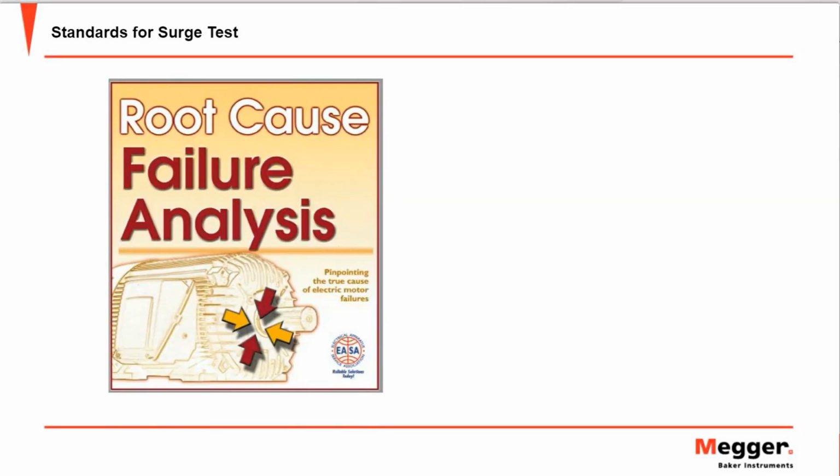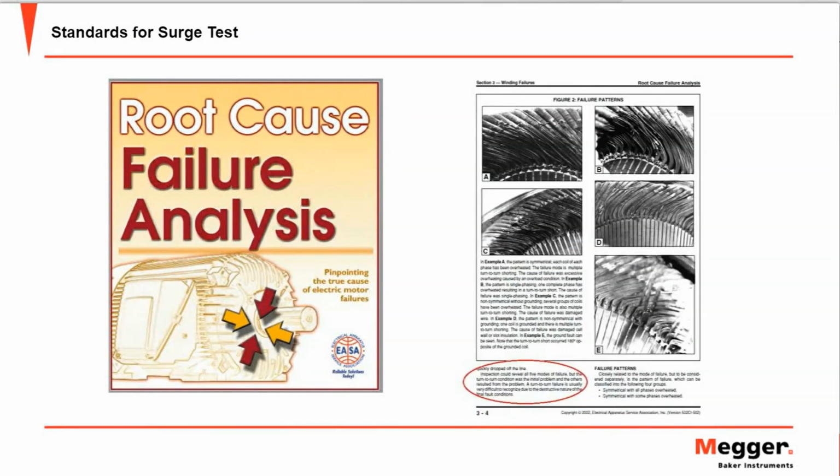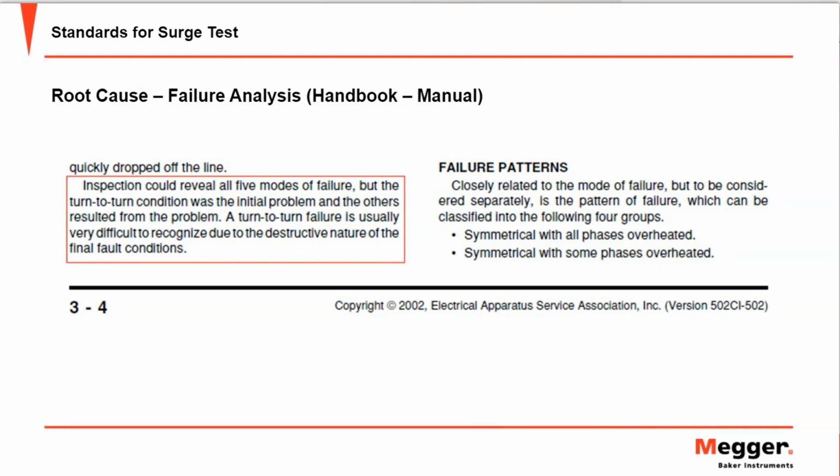They have different kinds of failures, and they have 5 groups for winding problems. The inspection could reveal all 5 modes of failure, but the turn-to-turn condition was the initial problem, and the others resulted from that problem. A turn-to-turn failure is usually very difficult to recognize due to the destructive nature of the final fault conditions. So here we can see the importance of having a surge test in our industry, for motor repair shops or service companies.